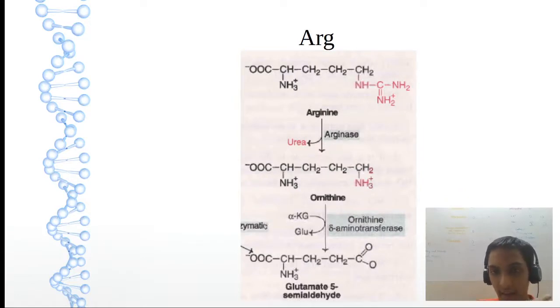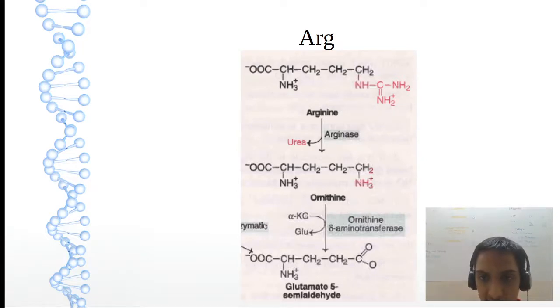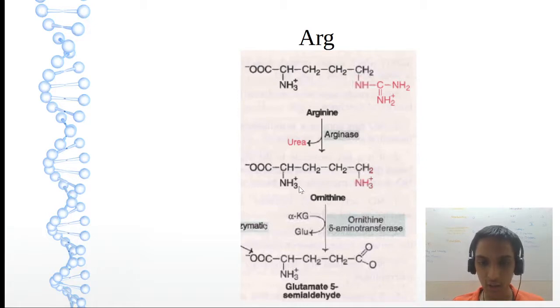Let us see the next amino acid now, arginine. On the arginase enzyme, remember the last step of the urea cycle, which I told you in the urea cycle video. Arginine to ornithine, right? There was arginase enzyme, water to urea. We were getting ornithine. Now this ornithine on transamination, with alpha ketoglutarate to glutamate, there is a transamination. We'll get glutamate 5 semialdehyde.